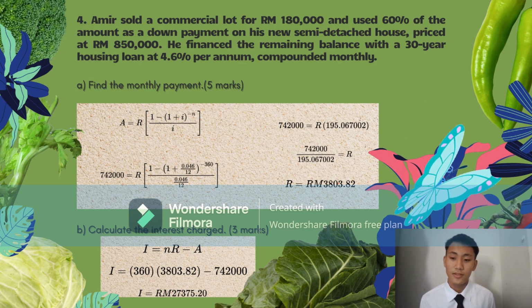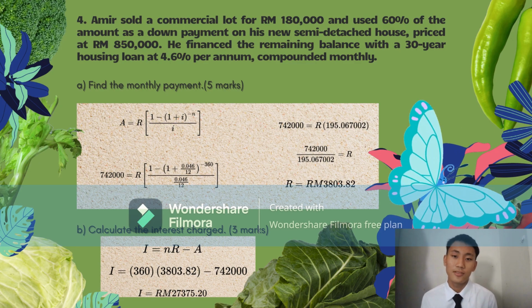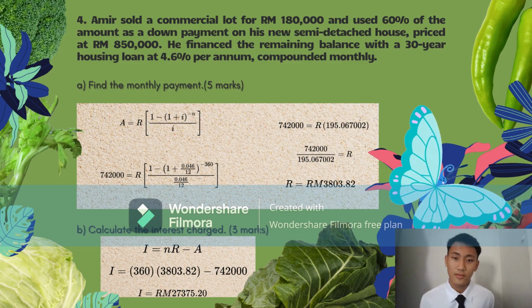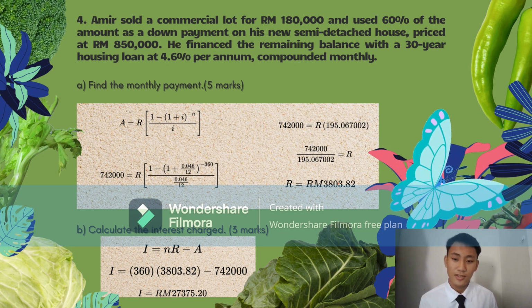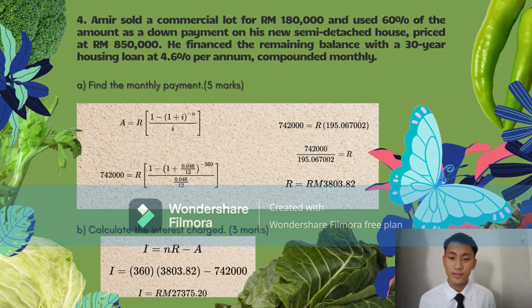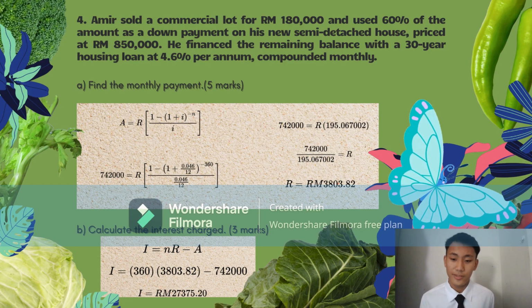Which we will transfer to the left, so we get 742,000 divided by 195.067002. The answer would be RM 3,803.82 is the monthly payment.